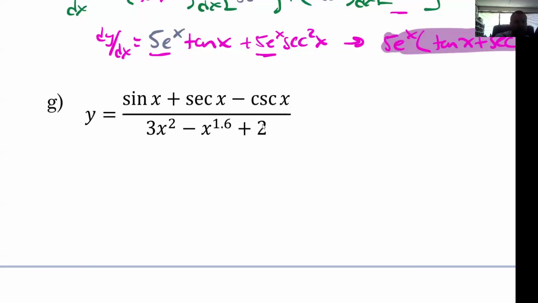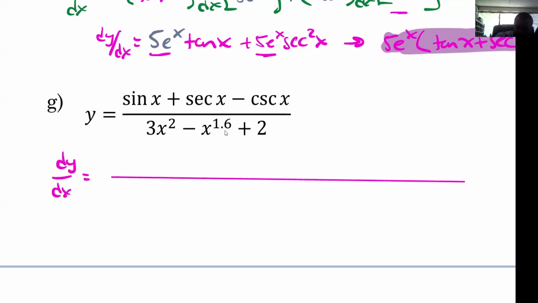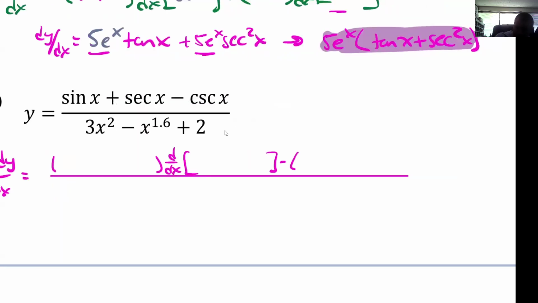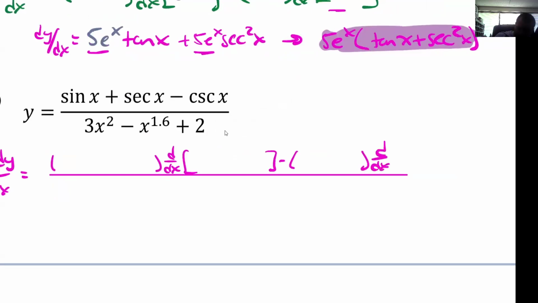For G, we have a quotient rule, right? So I have a function in the top, function in the bottom. So when I take the derivative of both sides, I'm going to get the derivative of y with respect to x. I'm going to get my bottom function times the derivative of the top function minus the top function times the derivative of the bottom function, all over that bottom function squared.